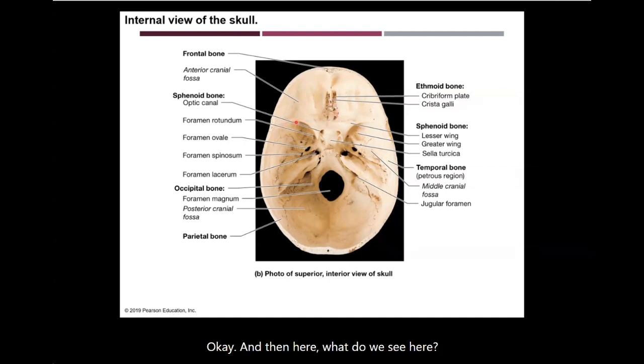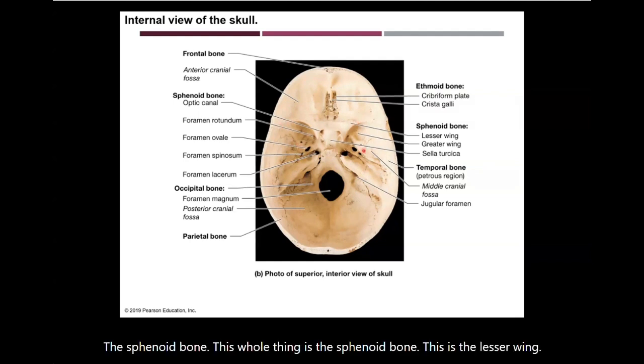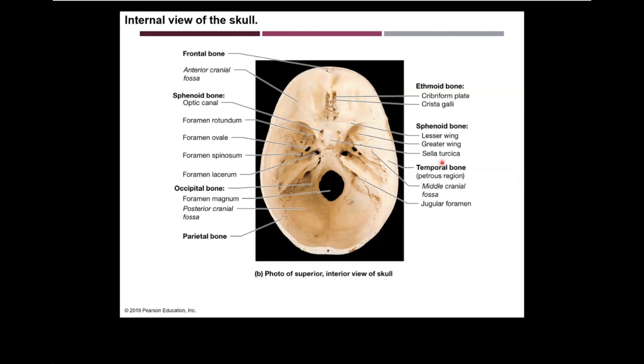And then here, what do we see here? The sphenoid bone, this whole thing is the sphenoid bone. This is the lesser wing, and then this is the greater wing. And then in the middle, it's called the sella turcica. And then here, all the way in the middle, it's called the foramen magnum.